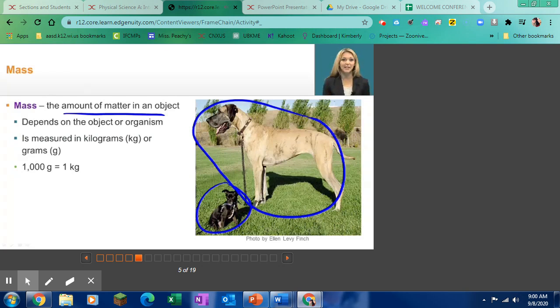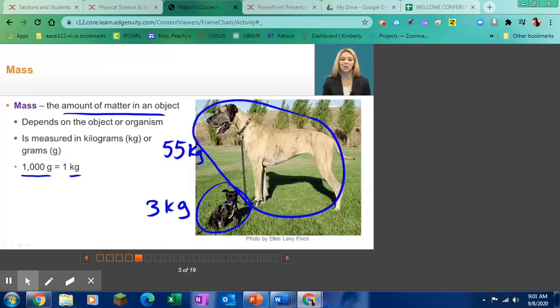Mass can be measured in kilograms, a standard unit, or grams. Grams would be used if you're measuring something small, because remember, there are 1,000 grams in 1 kilogram. So something small like a notepad, little sticky notes, or even a pen, you might measure with grams. The dogs, you'd probably measure with kilograms. In fact, the Great Dane would probably be about 55 kilograms, whereas the little Chihuahua probably only about 3 kilograms.